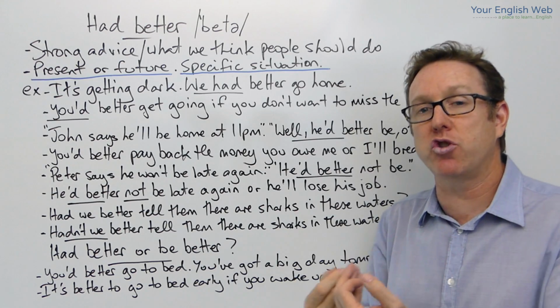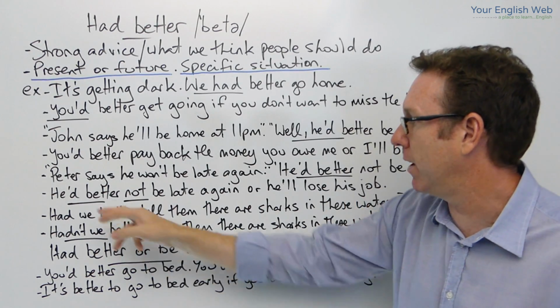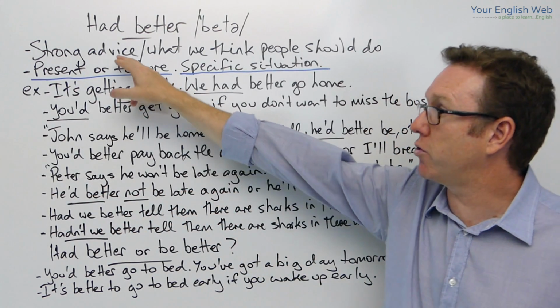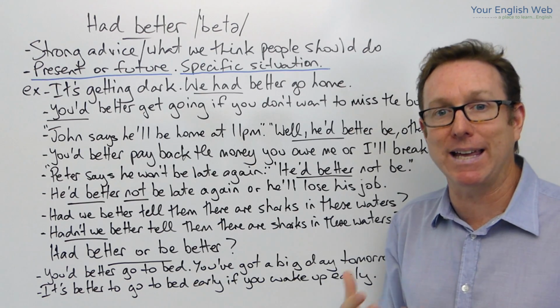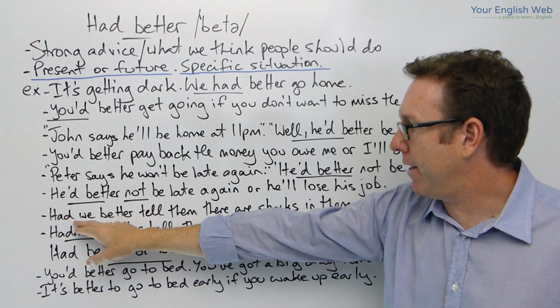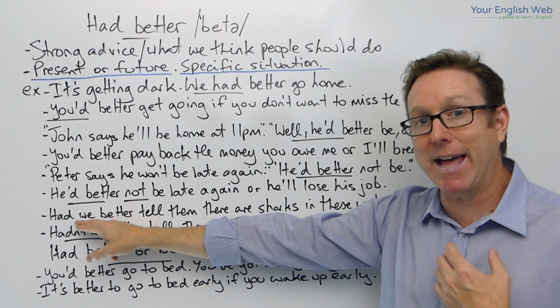Again, this is strong advice. So really the threat's a little bit less in this sentence, perhaps. He'd better not be late again or he'll lose his job. So strong advice. He'd better not be late again. Now the next one. We'll see here that we're using this structure also in questions and in negatives.